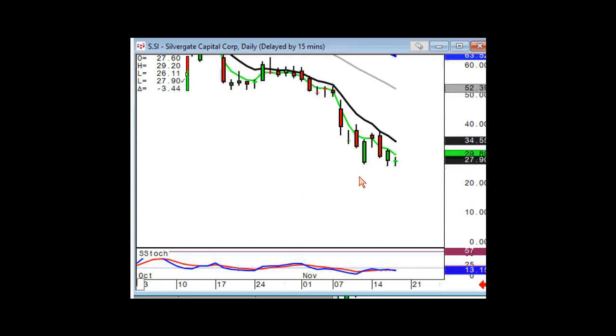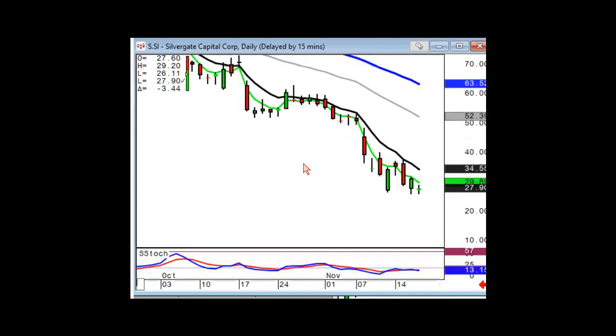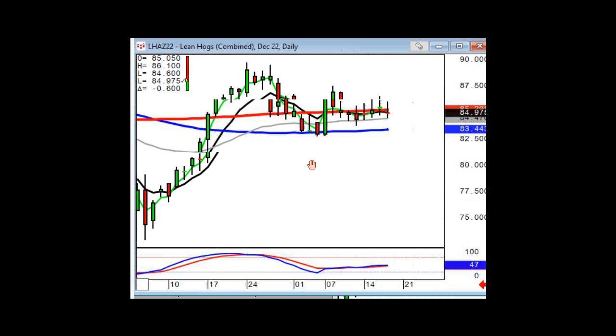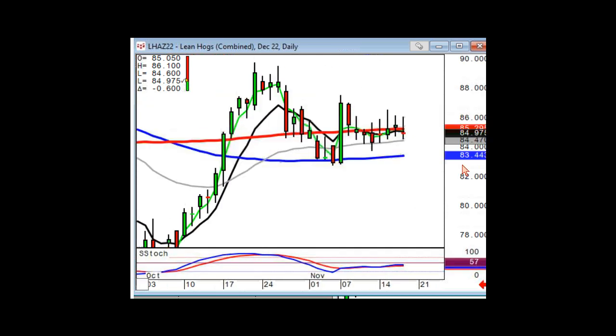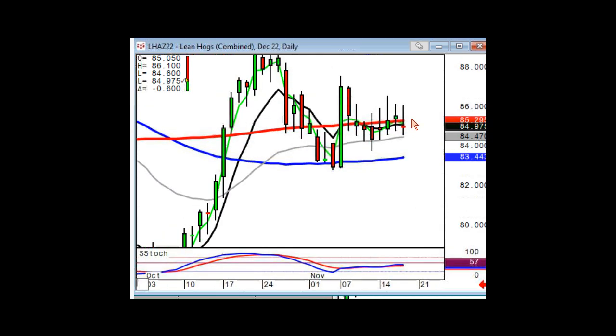Okay, I'll go real quick to intraday charts. I was trading lean hogs today. You could see on the daily chart, it was absolutely doing nothing. But early in the day, it started trading lower. Looked like it was rolling over.